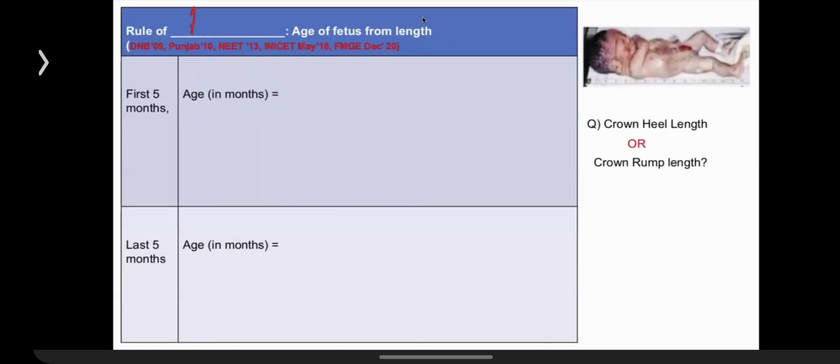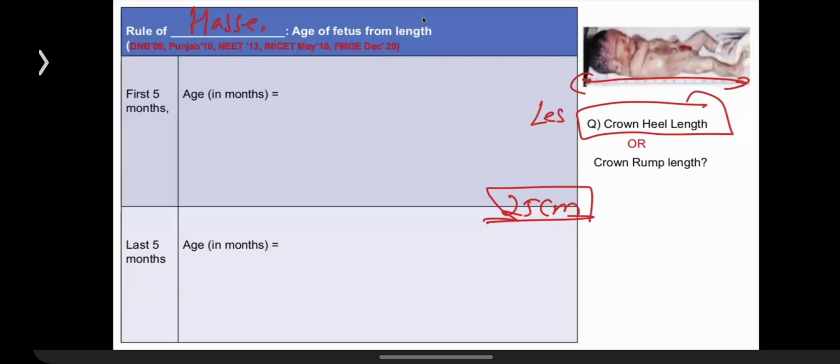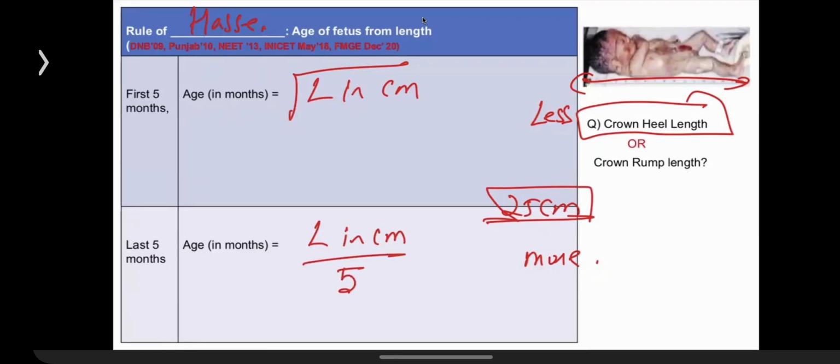Now, age of viability can be determined by three methods. One is from the ossification centers, then from the length of the fetus, and then the overall fetal development. This we have already discussed. Let's discuss the other two, length of the fetus. So, rule of Haase. The length should be complete length, crown heel length. You check if the length is less than 25 centimeter, first rule. More than 25 centimeter, the second rule. The first rule is for the age of the fetus in month is equal to square root of length in centimeters. And the second one, age in month is equal to length in centimeter divided by 5.